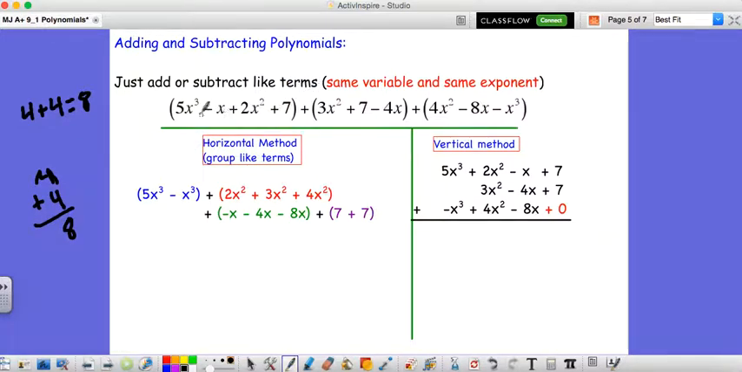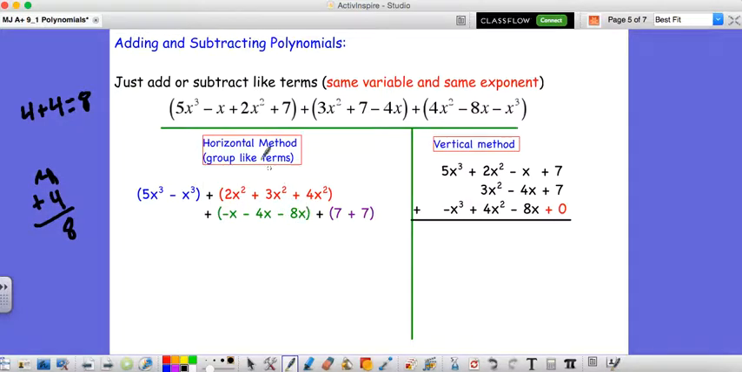So you can only add 5x cubed to anything else that has an x cubed term. That's why in our horizontal group we say 5x cubed minus x cubed. With our x squareds, you can only add x squareds to each other. So we have 2x squared plus 3x squared plus 4x squared. So we're going to put that here.